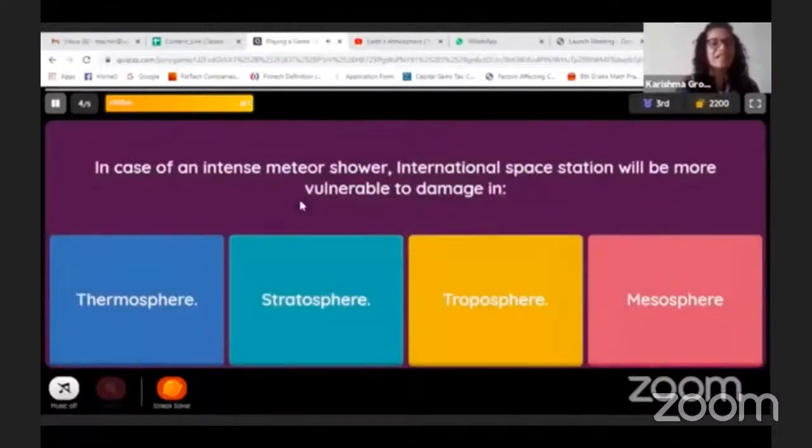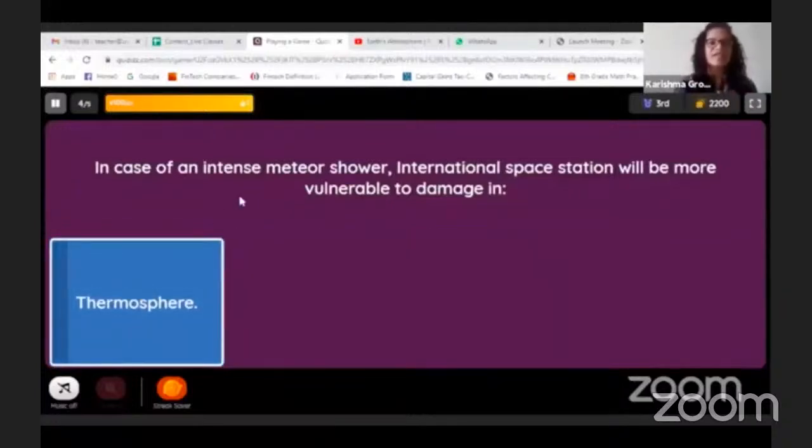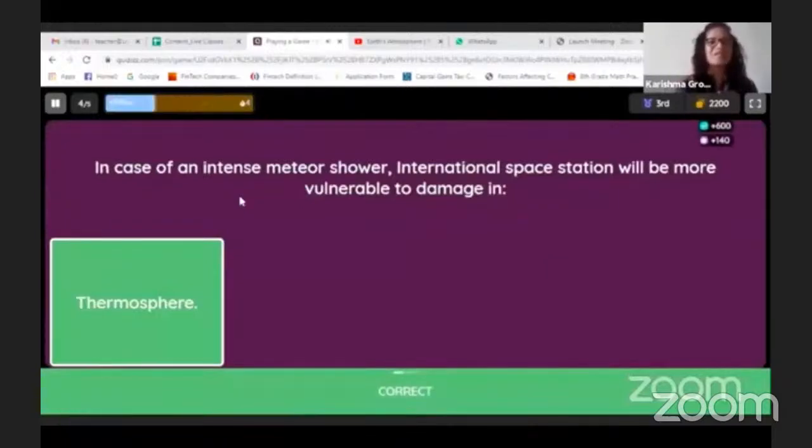Next, in case of an intense meteor shower, the International Space Station will be more vulnerable to damage in this layer. Now, your troposphere and your stratosphere are safe because the mesosphere scatters all the meteors. So the layer above the mesosphere will get damaged the most. That is going to be your thermosphere. Clear, everybody? Good job.